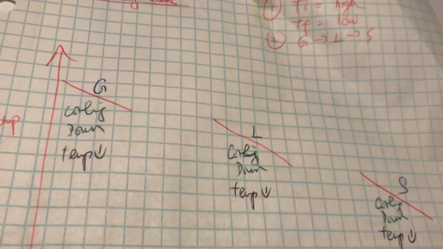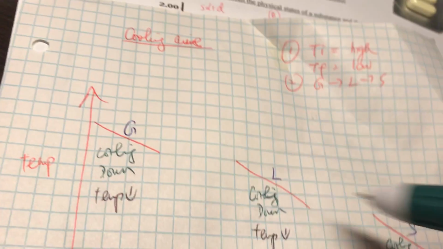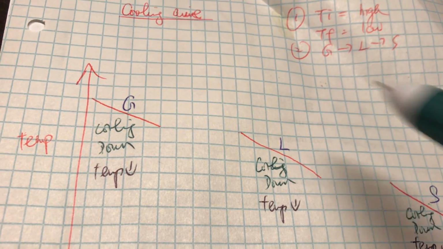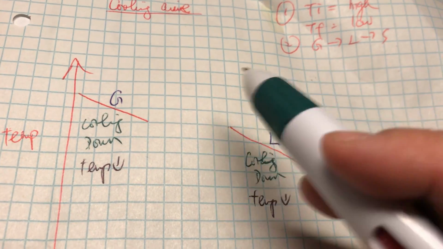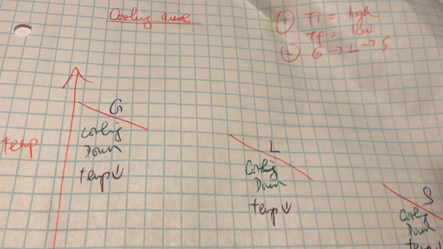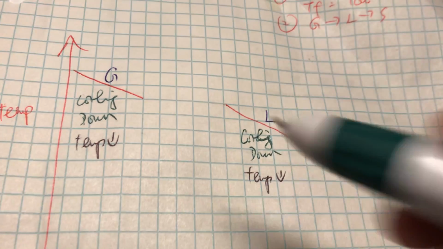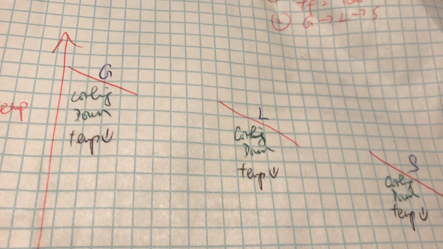So you usually have three things you want to talk about. One is the state of matter. One is what happened to the molecules: they're cooling down, warming up, or going through a phase change like melting, condensation, or freezing. And the last thing is what the temperature is doing: decreasing, increasing, or staying the same.